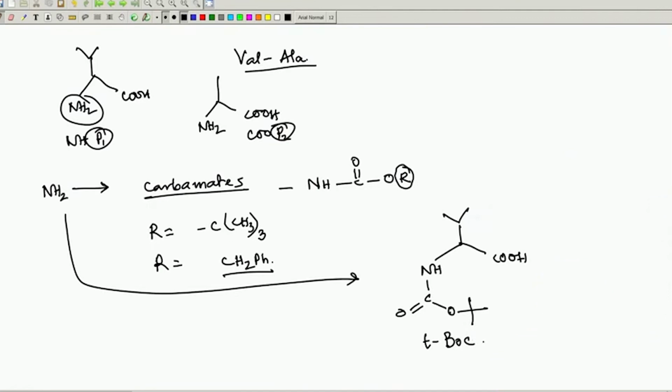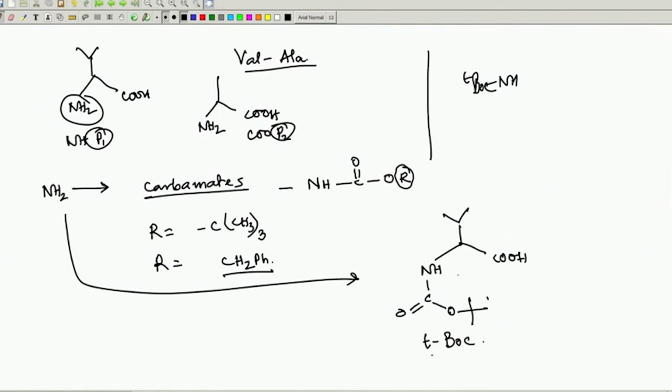Because all the time you cannot write this structure, you can just write that my valine is protected as T-BOC. You just write like this. Sometimes the T is in the subscript, sometimes it can also be taken here, but usually it is in the superscript. So, NH. Now, this protection is done, or you can also make the benzyl.